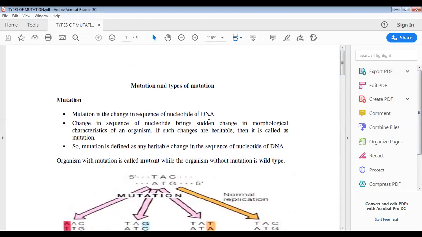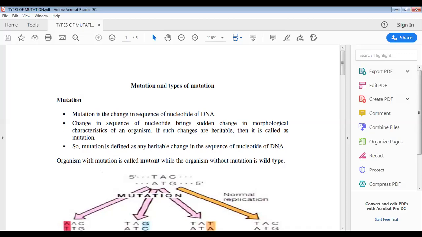We have already discussed in our previous lectures about nucleosides and nucleotides. A change in the nucleotide brings a sudden change in morphology. Morphological means the physical appearance of any particular organism, so any change in those characters. If such changes are heritable, meaning they transmit from one generation to another, then it is called mutation. So, mutation is defined as any heritable change in the sequence of nucleotides of DNA.